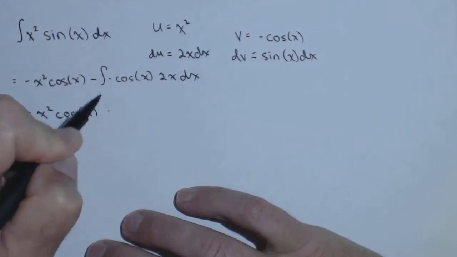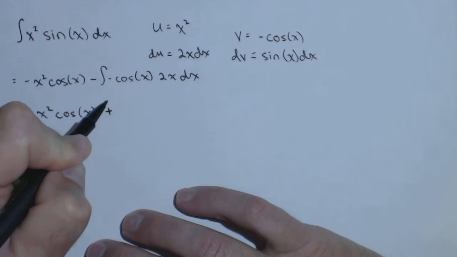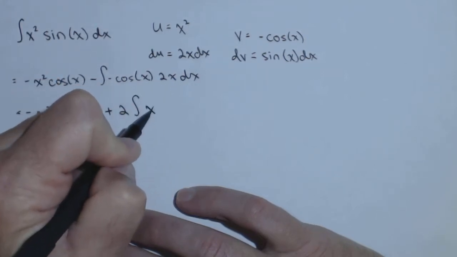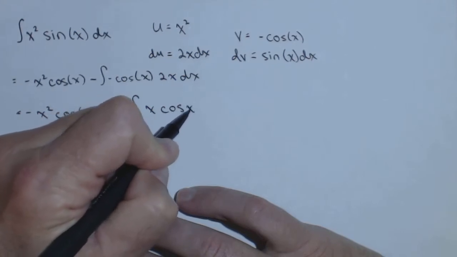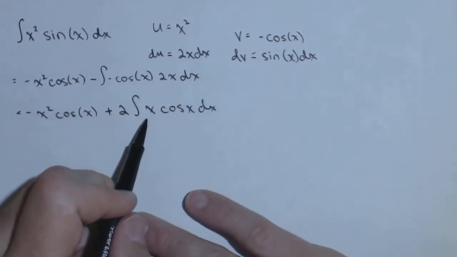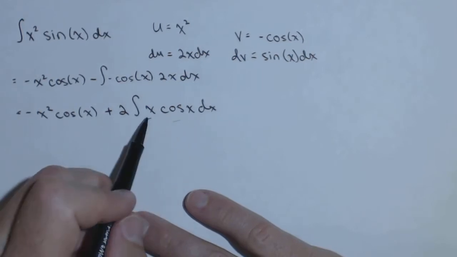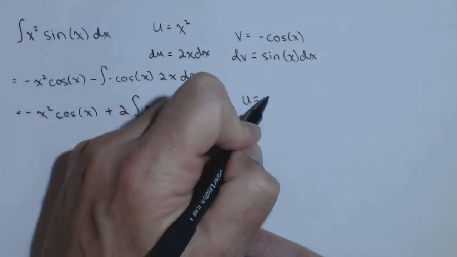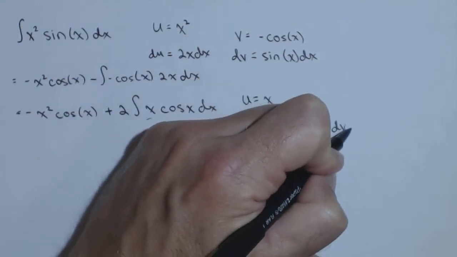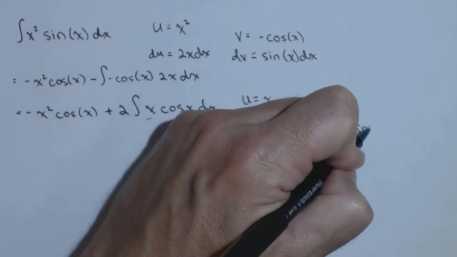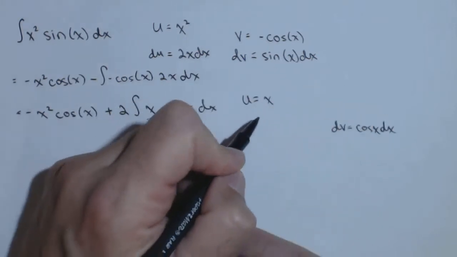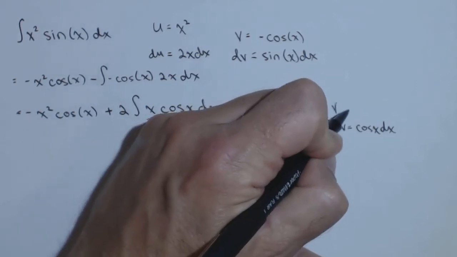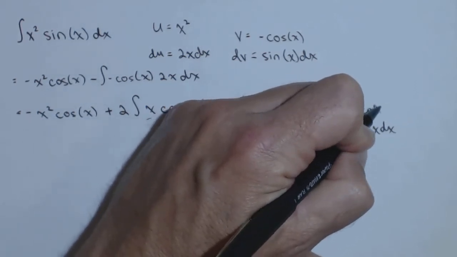That part is done. A negative negative will become a positive, and I'm going to pull the 2 out as well. And I'll write the x out in front just so it looks similar to what we started with, cosine x dx. So here is the integral we have to complete now. This will require another round of integration by parts, and we're going to let u equal x, and we're going to let dv equal cosine x dx. Therefore, our du is dx, and our v is sine of x.